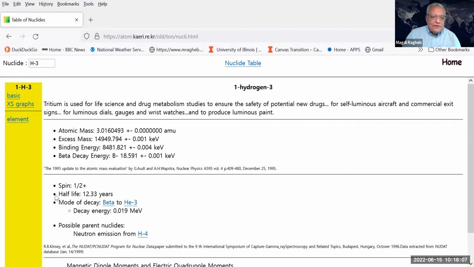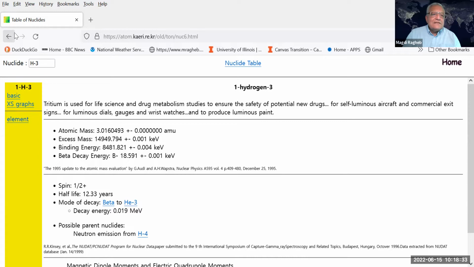As you could see, it is radioactive. It has a half-life of 12.3 years. It emits a negative electron to become the stable isotope helium-3. We'll detail that as we go along and use a chart of the nuclides if we want to study nuclear phenomena in general.